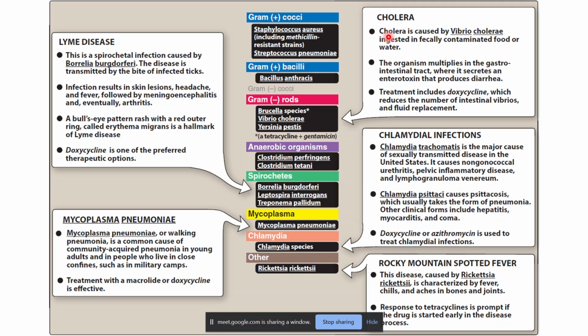And so cholera is actually a GI disease, it multiplies in the GI system, and then produces diarrhea, and the treatment is doxycycline, and actually a fluid replacement in those patients that are very sick.